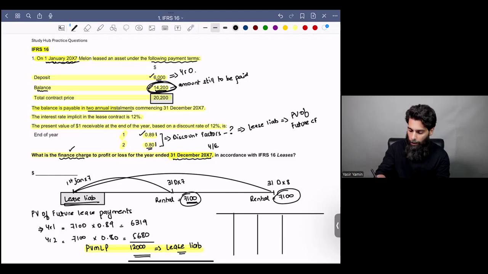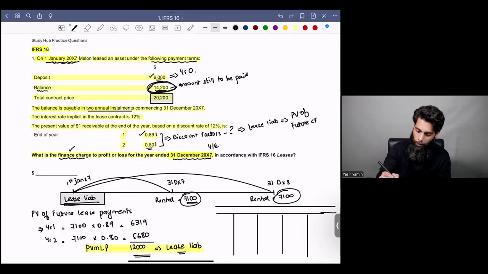If that helps, I can draw a lease amortization schedule in front of you. Let us just make a few columns here. The first column is for date, the other column is for rentals. The third column will be for interest. Then there is decrease in finance lease obligation. Then there is balance finance lease obligation.